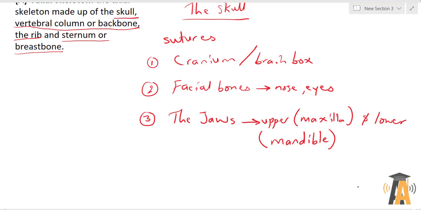It protects the brain, it gives shape to the head, it protects vital organs of the head such as the eyes, the nose, the ears, and it also bears teeth which aid grinding of food to help digestion.